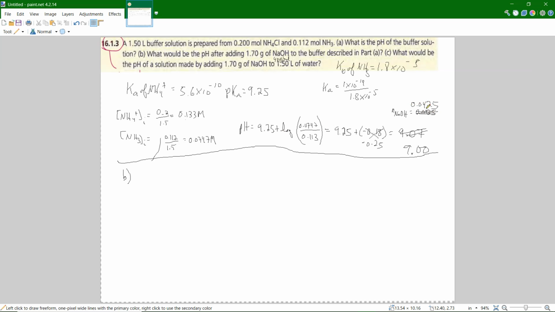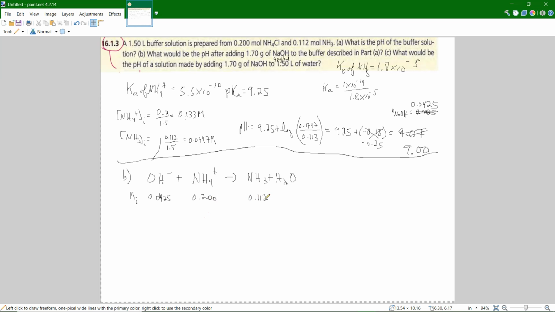Okay, so now we think of the hockey goalie. Incoming strong base. Who's going to make the save? The acid component, the NH4 plus. And then we're going to get NH3 plus H2O. So the initial number of moles of OH minus that comes in is 0.0425. The NH4 plus that we started with in terms of moles is 0.2. Well, they're going to use 3 decimals, fine. And my NH3 at the beginning is not 0, it's 0.112.